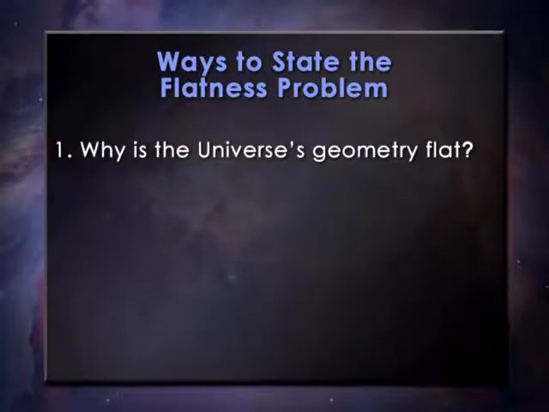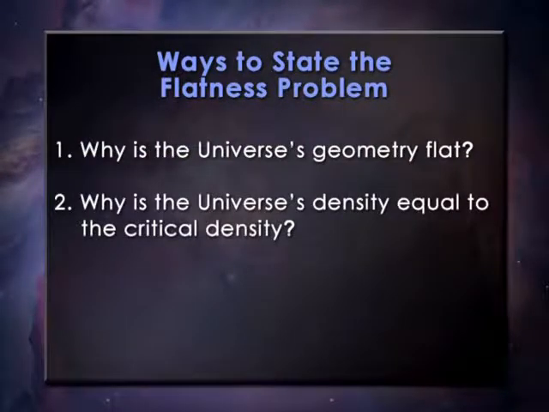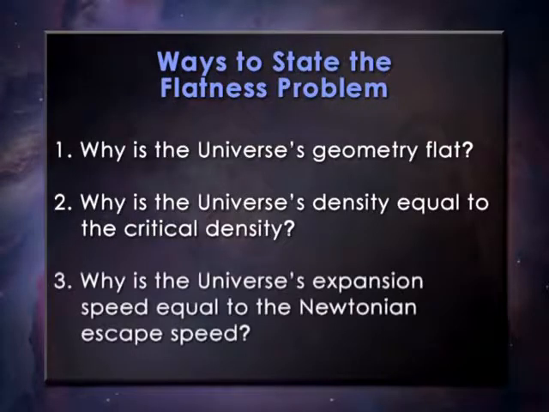So, with these in mind, you might not be surprised to hear that there are in fact three equivalent ways to state the flatness problem. Why is the universe's geometry flat? Why is the universe's density equal to the critical density? And why is the universe's expansion speed equal to the Newtonian escape speed? Now, I'll come back to that last one in a minute, but these three all amount to the same thing.